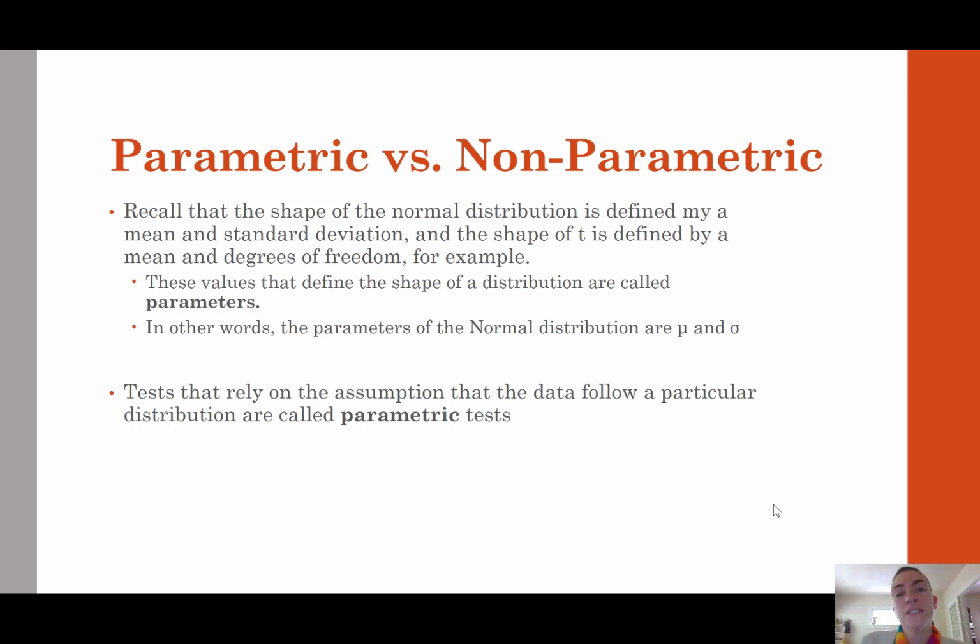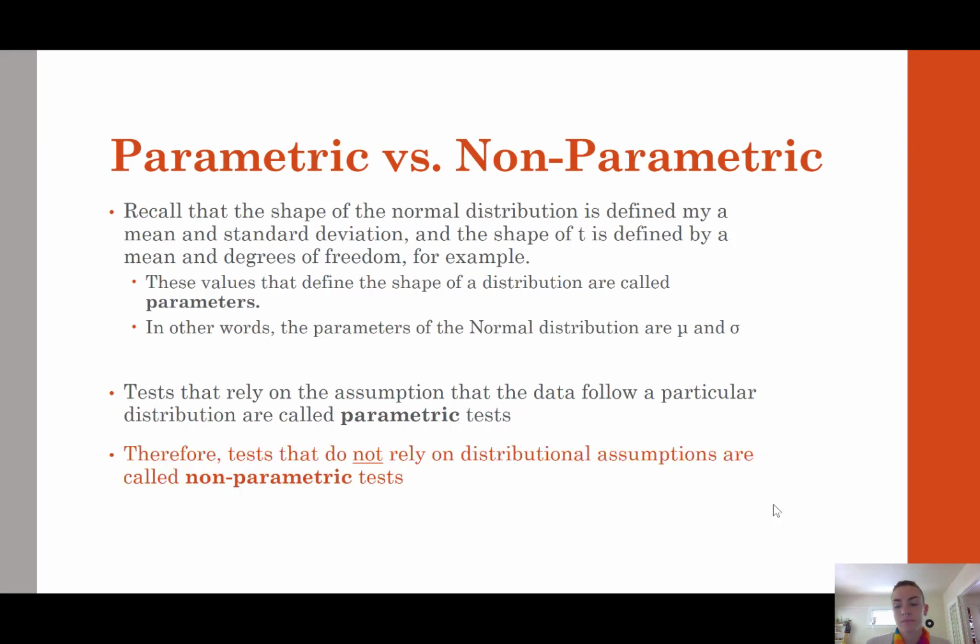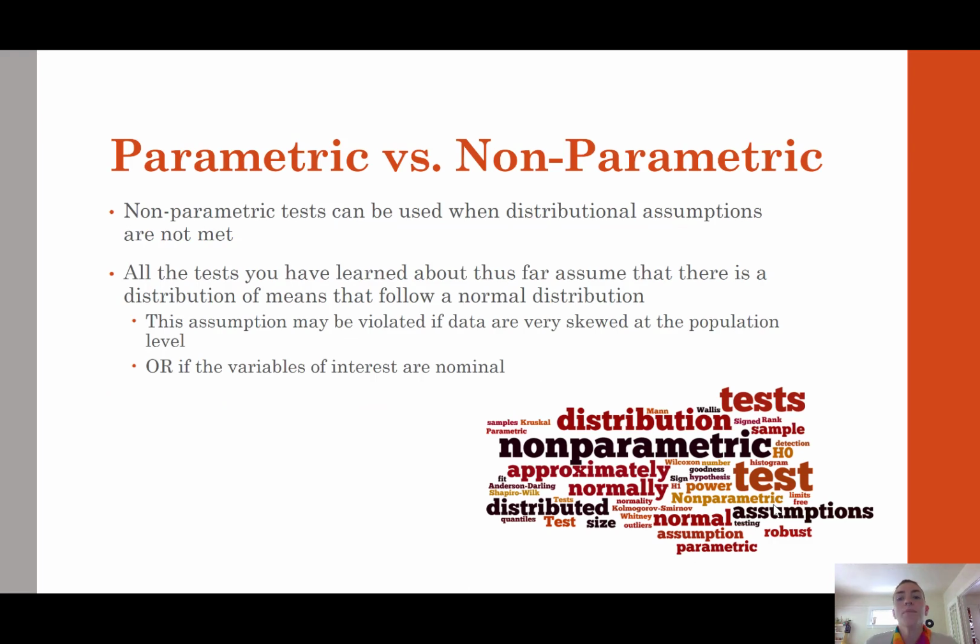There are cases in research where it wouldn't be appropriate to assume that our data falls on a normal or otherwise distribution. And in those cases, we typically would defer to a test called a non-parametric test. And this is another whole umbrella of tests. Non-parametric tests are tests then that can be used, broadly speaking, when distributional assumptions are not met.